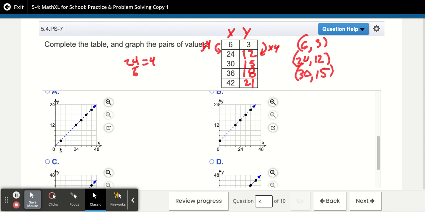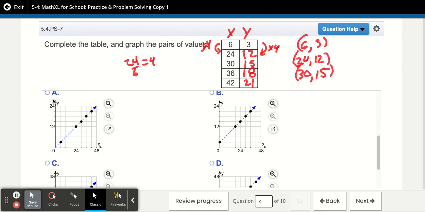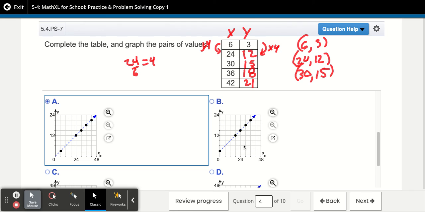On this first graph, it goes up to 24. That's 1, 2, 3, 4. So it's going to go by 6s. 6, 12, 18, 24. And then on the left of the y-axis, it's going to go up by 3s. 3, 6, 9, 12. So it's 6, 3. Then 24, 12. That's looking really good. 30, 15. 36. How convenient for us. It's option A.